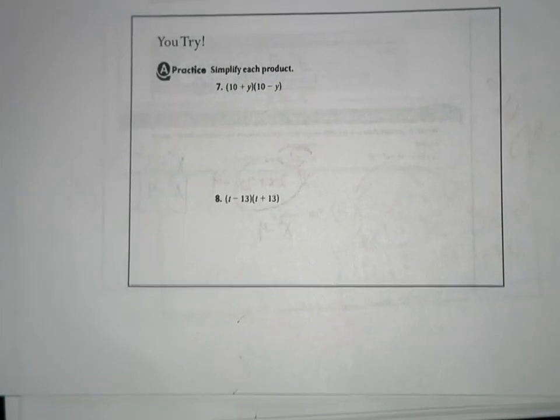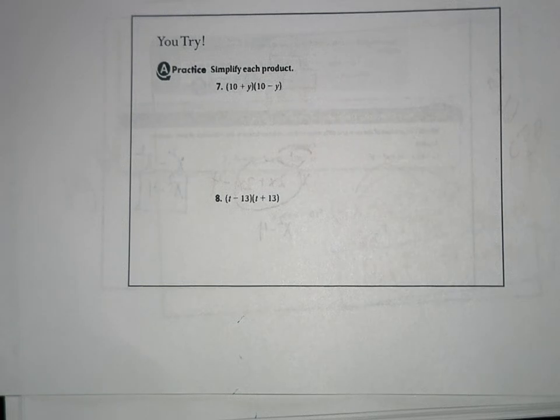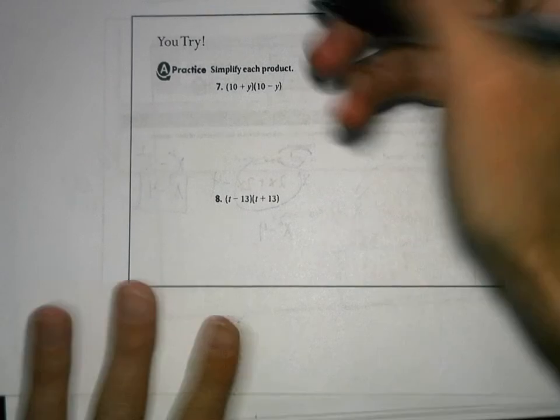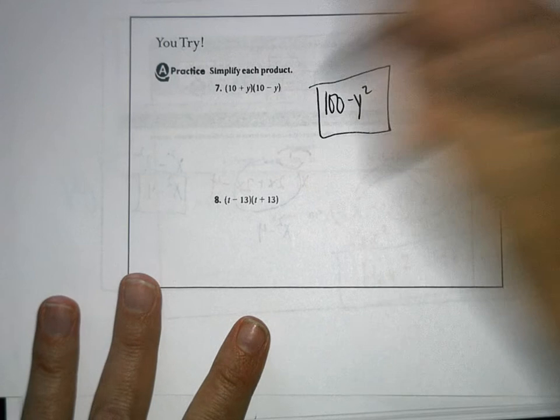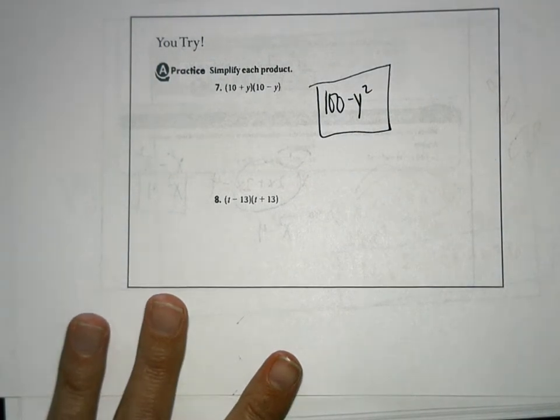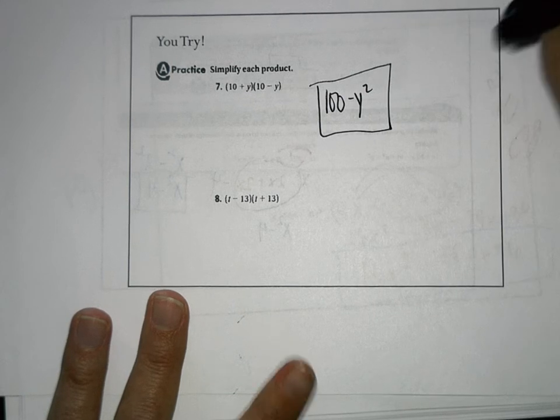Can you do number 7 quickly? Can you figure that one out? Okay, what is my answer for number 7? 100 minus y to the second is correct. How many of you got it? Good. Are we okay with the shortcut method? Okay, now turn to page 667.